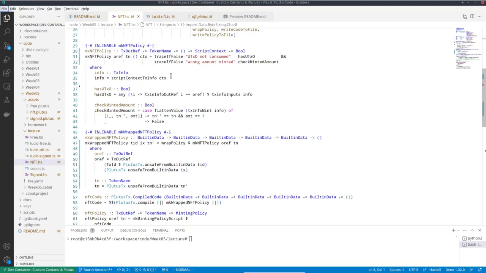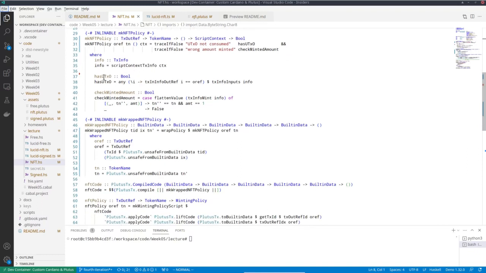So there are two conditions we have to check, namely that the specified UTXO has indeed been consumed by the transaction. So this will be done in the helper function hasUTXO. And if that's not the case, we log the error message "UTXO not consumed", and that we mint the exact right amount. So exactly one coin with this token name and amount 1. Otherwise, we give this error message "wrong amount minted". So we extract the TX info.